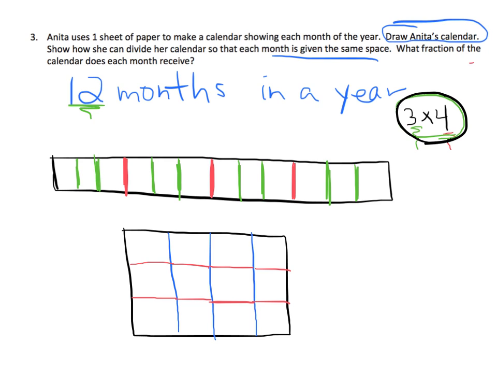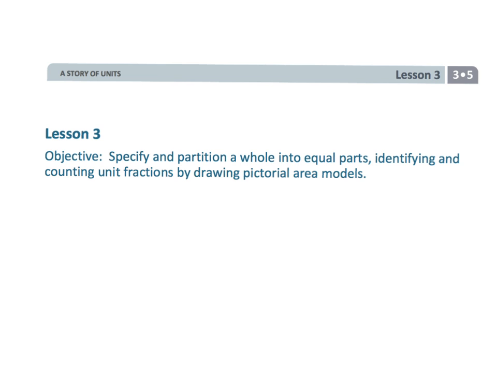And so the question is, what fraction of the calendar does each month receive? And the answer is 1/12. And that wraps up Grade 3, Module 5, Lesson 3, where we are still talking about unit fractions with pictures.